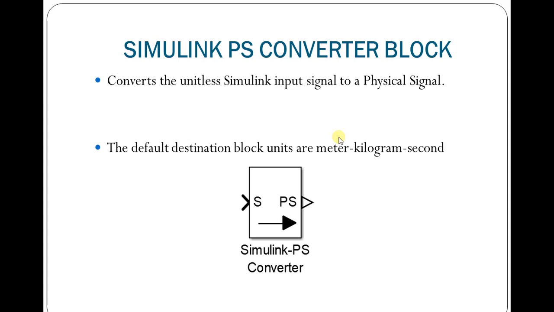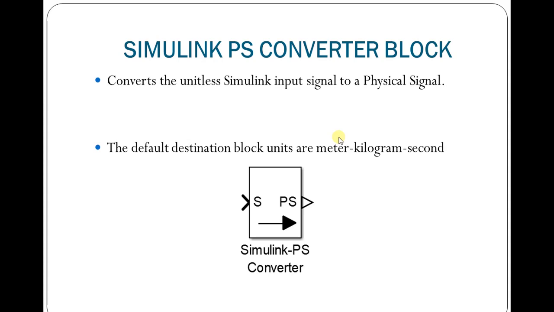Next we have the Simulink PS converter block. This block converts the unitless Simulink input signal to a physical signal. The default destination block units are meter, kilogram and seconds. You are giving an input, it is not having any unit. You want to convert that unitless input into a unit.